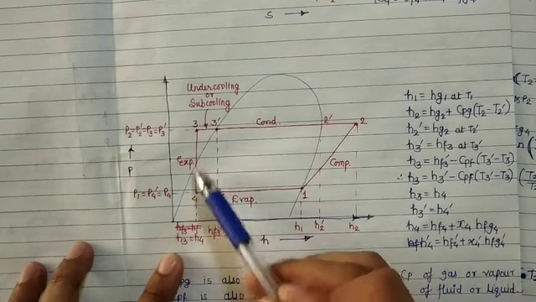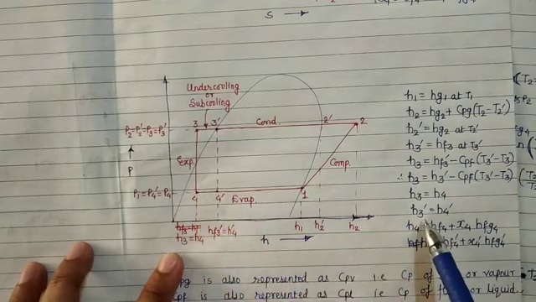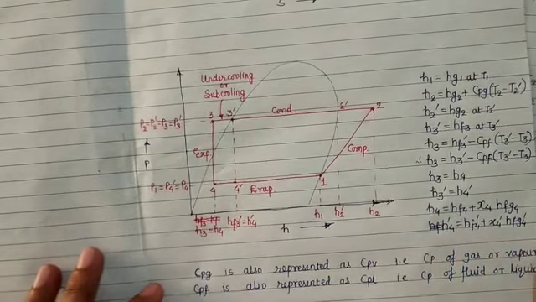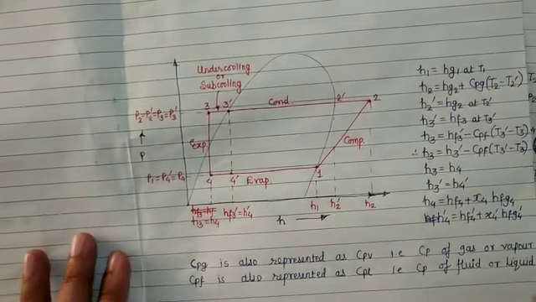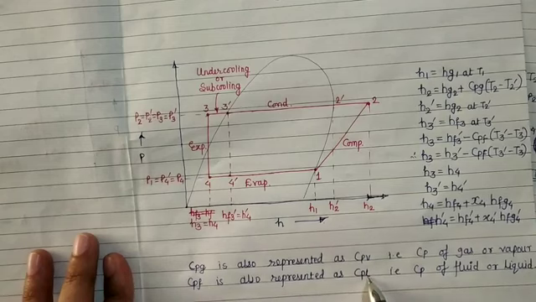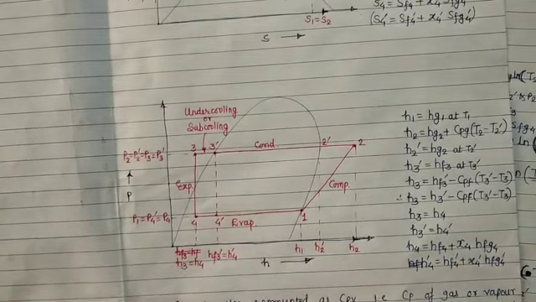Because of the expansion process, H3 will be equal to H4. So H3 is equal to H4. H4 can be calculated through HF4 plus X4 HFG4. So the important thing to note down here is that Cpg and Cpf values are different. Cpg can also be written as Cpv, that is Cp of gas or vapor. Cpf can also be written as Cpl, that is Cp of fluid or liquid. So this is all about the types of vapor compression cycle.